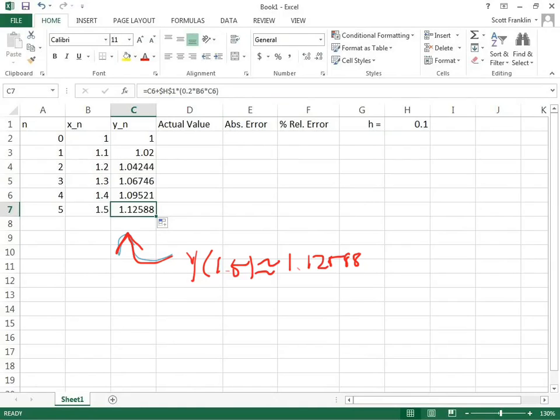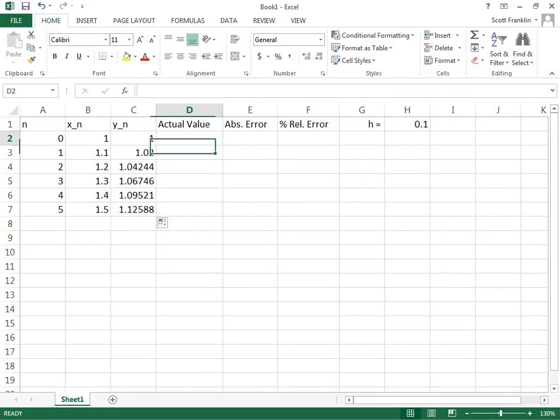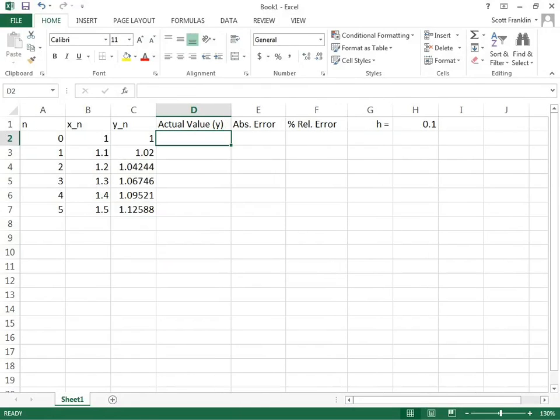Namely, let me exit my annotation mode. Come back over here. Let's find the actual value of this at each value of x. In fact, I may even emphasize this by putting the fact that this is y. This is the actual y value. I'm going to use the formula for the solution. Now, it only depends on which x I'm at.